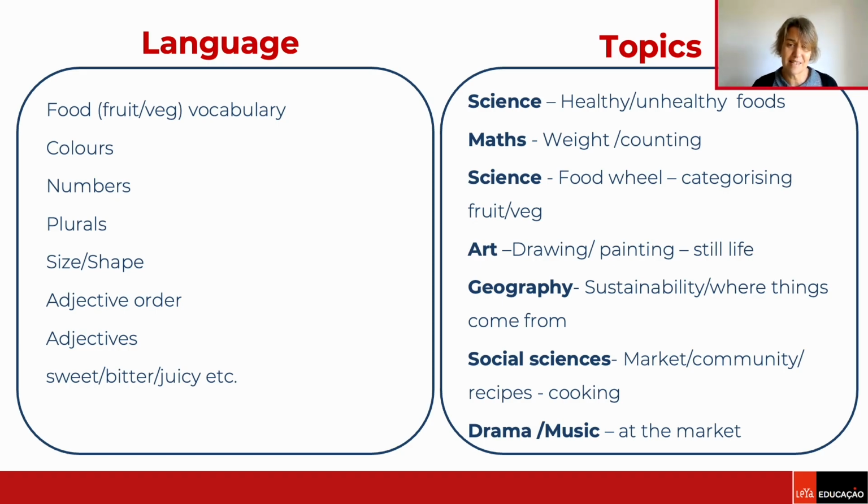Social sciences, going to the market. Do they shop in the market? Do they shop in the supermarket? Looking at community recipes, cooking. They could do a little play about shopping at the market, etc. So you can see that just that one image with a very quick brainstorm can generate lots and lots of different language and topic areas.